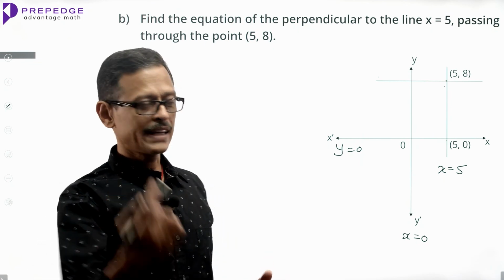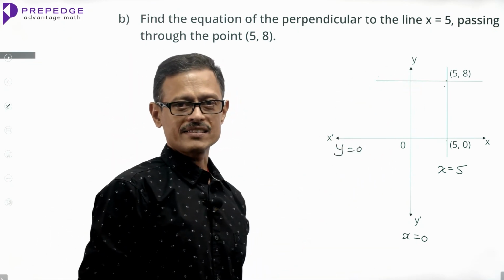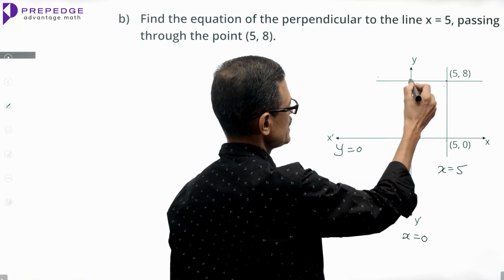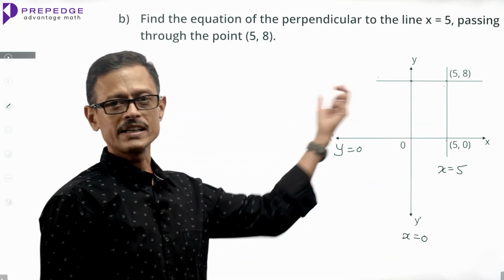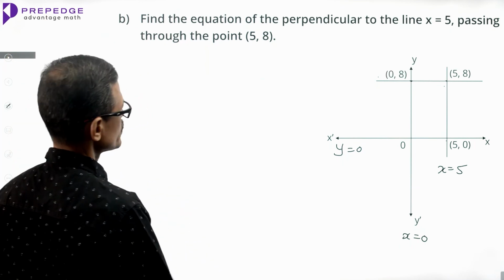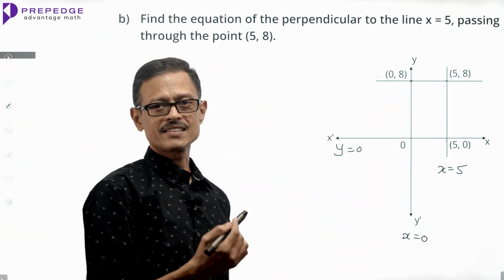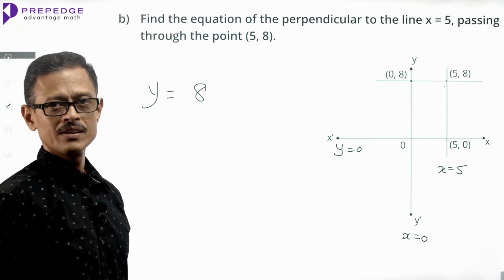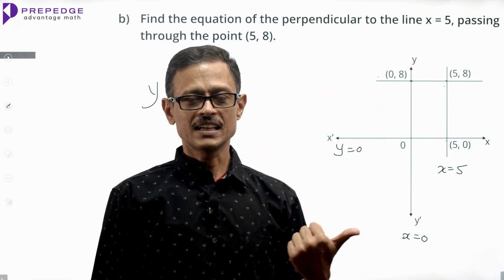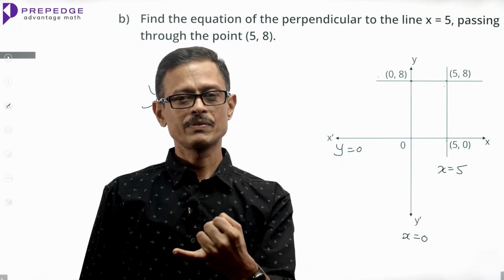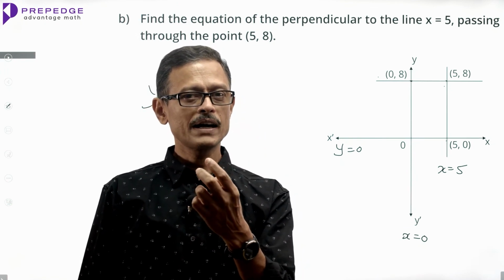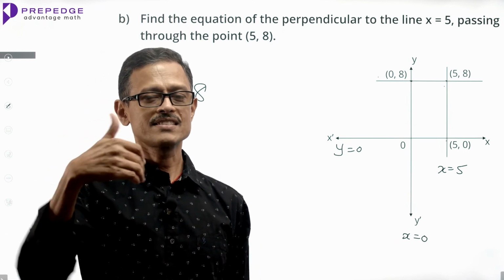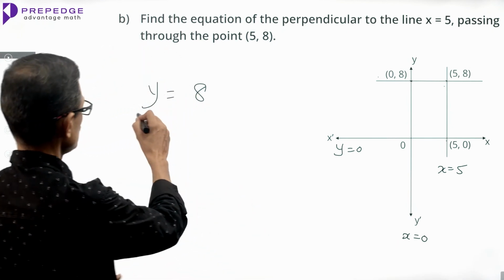What are these 2, 5, minus 7? The place where it cuts the y-axis. Here it is 8 units displaced in the y direction. The coordinate of the point will be 0, 8, which means this line is going to cut the y-axis at 8. The equation of the line, therefore, is y is equal to 8. x is equal to 5 is parallel to the y-axis, so a line perpendicular to it is going to be parallel to the x-axis. It passes through the point 5, 8, so it cuts the y-axis at 8. So the equation of the line is y is equal to 8.